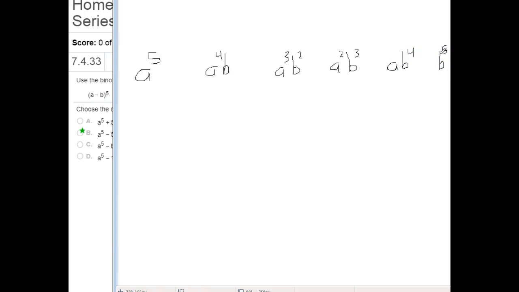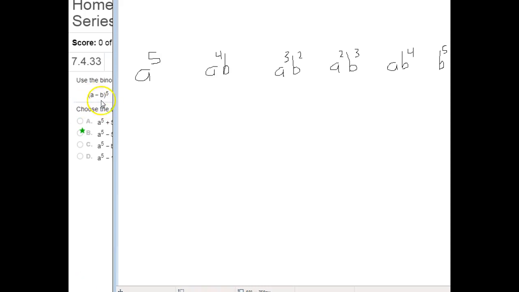Another thing you can do to make sure you have these correct is all the exponents should add up to 5 for each of the terms. Here you have a 5 and a 0, 4 and a 1 equals 5, 3 and 2 is 5, 2 and 3, 1 and 4 is 5, and a 5 by itself. So all the exponents add up to 5, to whatever the n is. The exponents always add up to that in each of the terms.